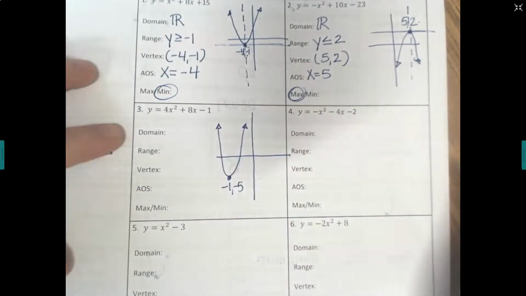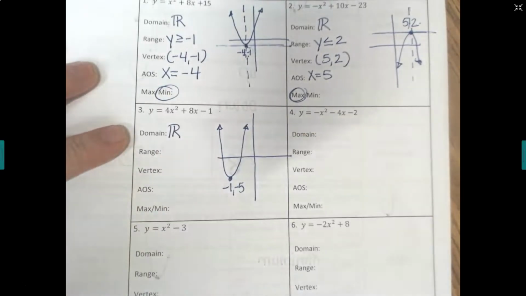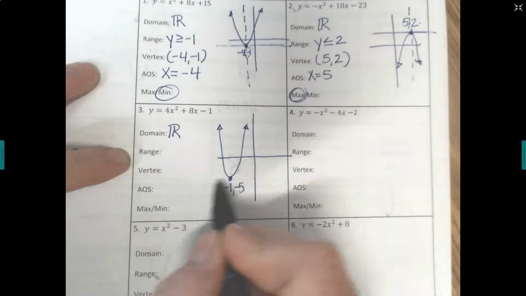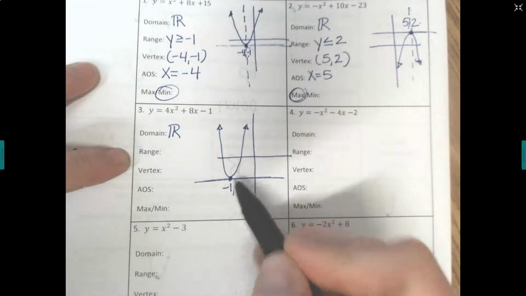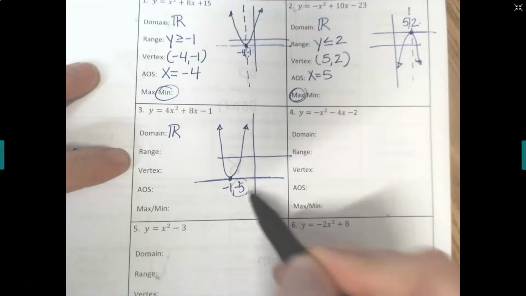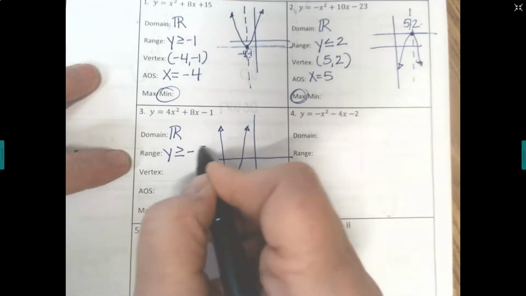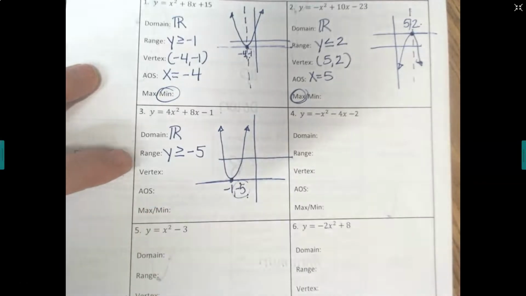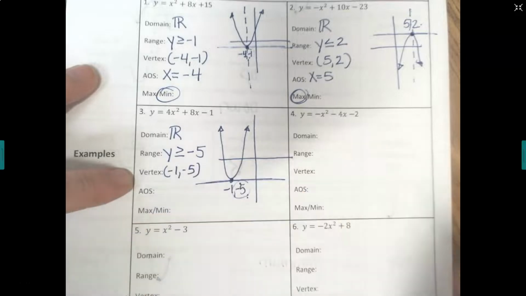Our non-real world problems go forever left to right, so our domain is all real numbers. Our range, the entire graph is above this lowest point, and range is y values, so all of my y values are greater than or equal to the y value of the vertex, which is -5. The vertex we've labeled -1, -5.